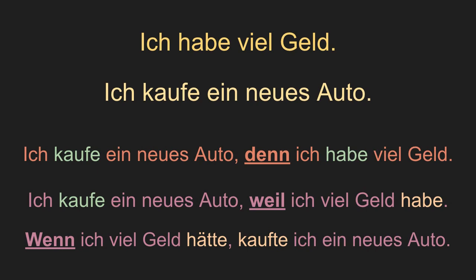In the second and third sentences, I used two different conjunctions, but both are subordinating. And so we have ich kaufe ein neues Auto, weil ich viel Geld habe. I'm buying a new car because I have a lot of money. And in our third sentence, wenn ich viel Geld hätte, kaufte ich ein neues Auto. And this time I used wenn, and I used it as an if statement. So this time it's meaning if I had a lot of money, I would buy a new car. Again, using that subordinate clause first, I now have two verb changes, so you'll notice that both verbs are a different color.